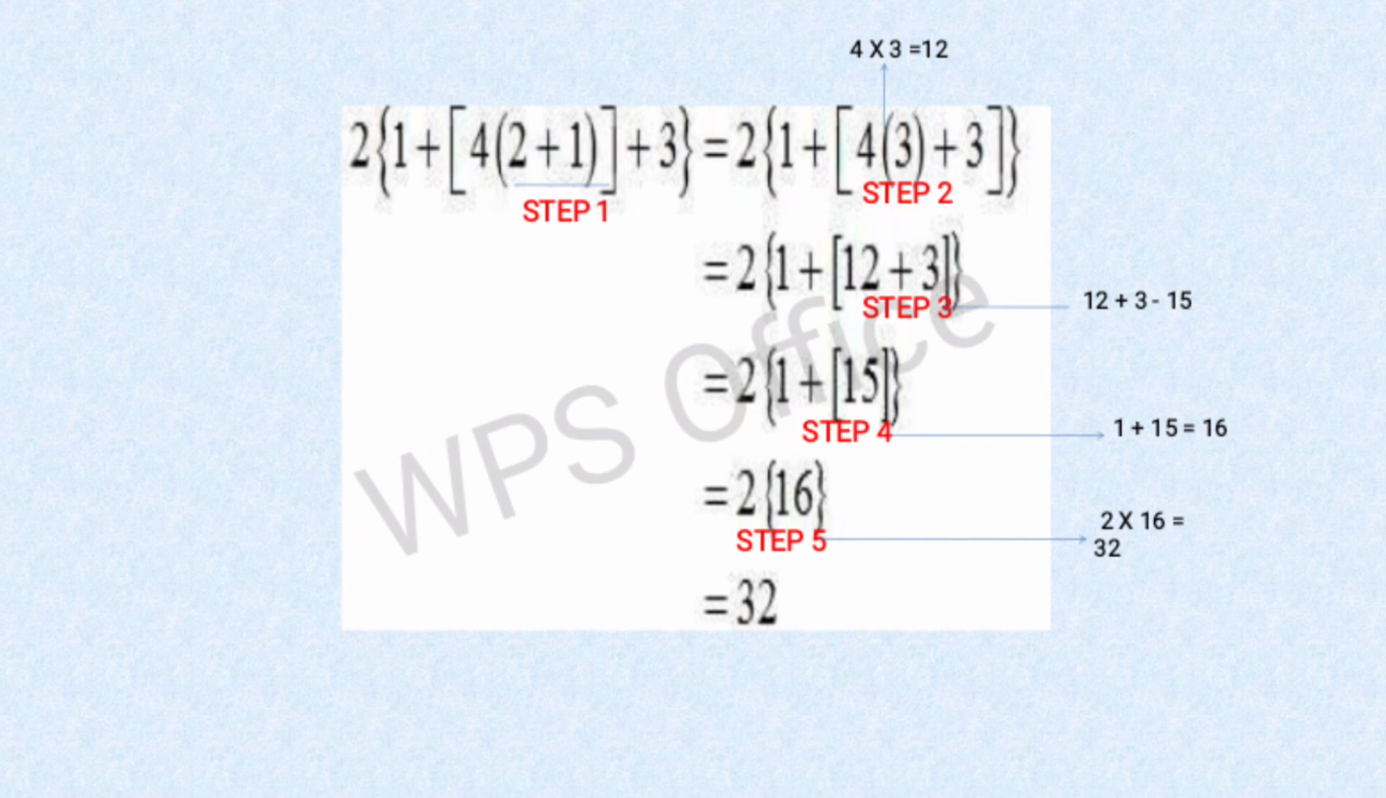Since we already have a symbol present before the brackets, here the symbol that is present will be used, and if there is no symbol present, then only we will use multiply as a symbol. So the next step will be 15 plus 1. So the answer is 16. Now we will again use multiply symbol because there is no symbol present after 2 and before brackets. So 2 into 16 is equal to 32.